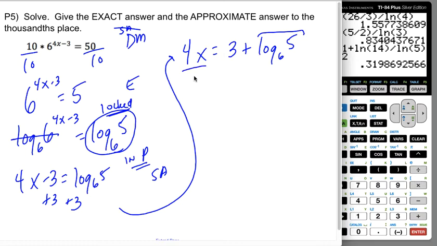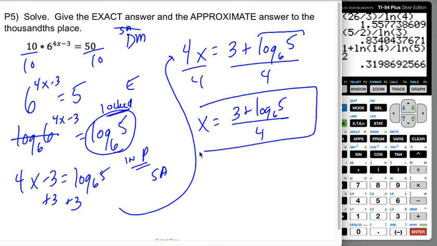And then I'm dividing everybody by 4, right? So I'm going to get that my answer is 3 plus the log base 6 of 5 all over 4. That would be my preferred version of this answer. There are other ways you could write it. Make sure that you don't change the log base 6 of 5, right?